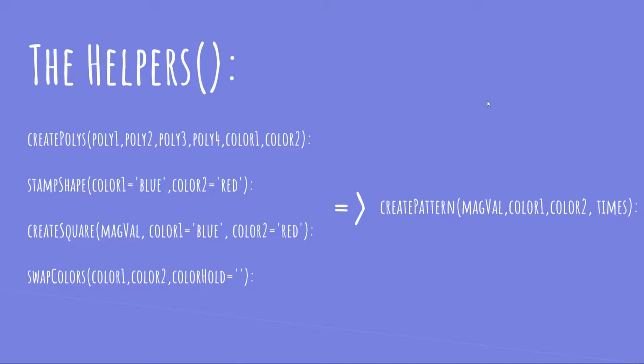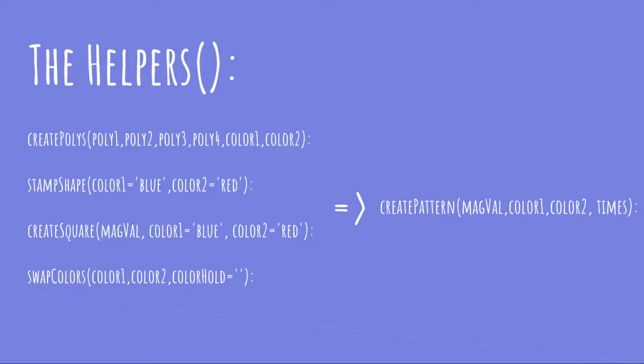But the helpers create polys, which would be poly 1, poly 2, poly 3, poly 4, color 1 and color 2. The polys are, you know what, I'm getting ahead of myself. Stamp shape is color 1 equals blue, color 2 equals red. Create square will be magval, and using magval as the operative for the resizing.